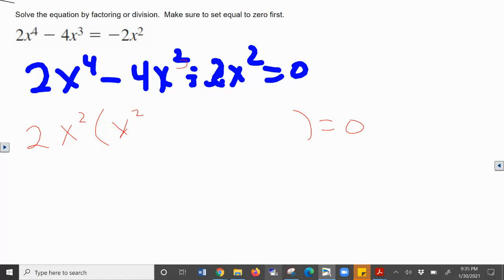Oh, this was supposed to be 4x to the third, sorry. It's supposed to be 4x to the third. And well, it doesn't look like 2x squared. All right, so that would be 2x, and the last one would be positive 1.